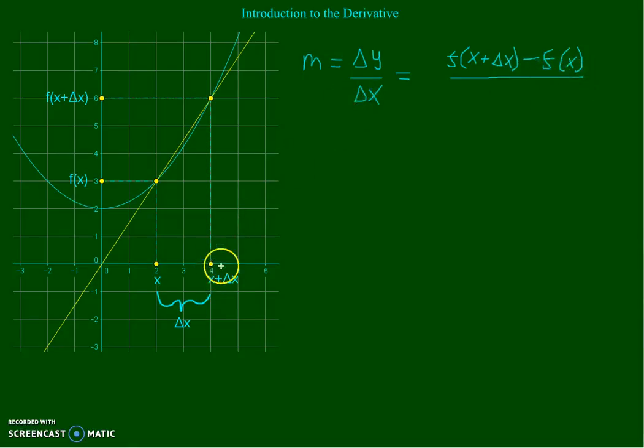Well, the change in the x values is just x plus delta x minus x. So x plus delta x minus x. And if we simplify this, what we come up with is f of x plus delta x minus f of x all over x minus x is 0, and we're just left with the delta x term. So this is known as a difference quotient, and it is basically the slope of the secant line.